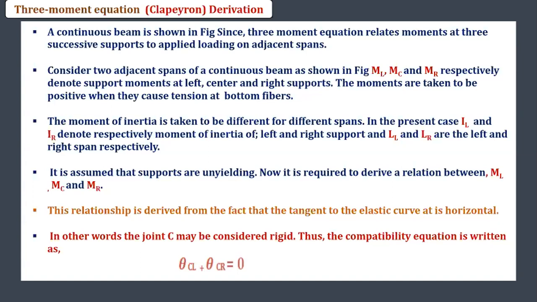Go directly to the fourth point. This is a relation derived from the tangent to the elastic curve being horizontal. Now theta CL plus theta CR equals 0. What does that indicate? The tangent at that point is horizontal.